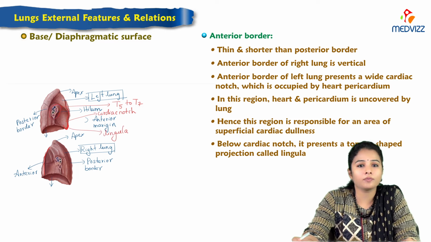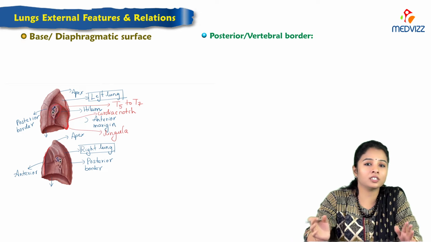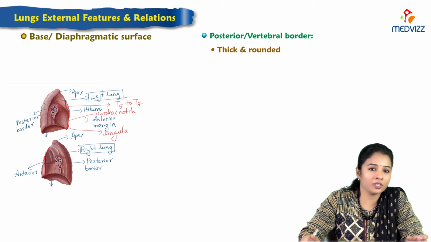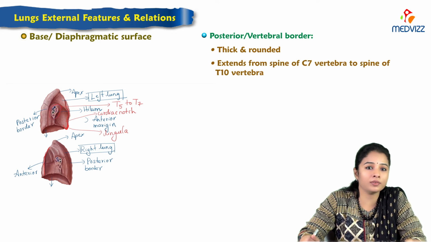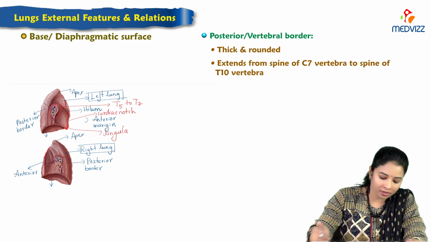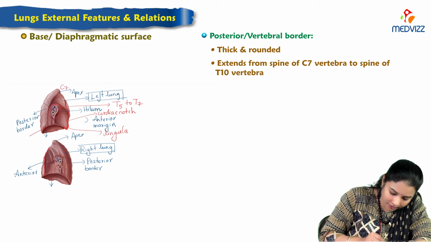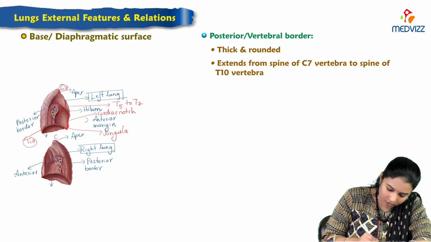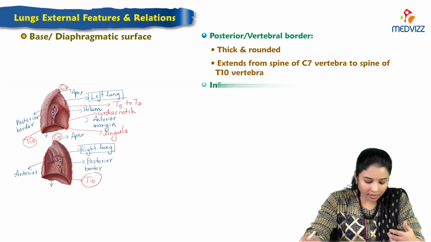Next, about the posterior border. The posterior border is otherwise called the vertebral border because on each side the lung is related to the thoracic vertebrae posteriorly, and it is quite thick and rounded. It extends from the spine of the C7 vertebra to the spine of the T10 vertebra. So the posterior border extends from C7 on each side till T10.